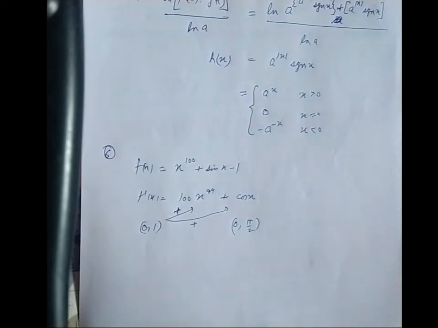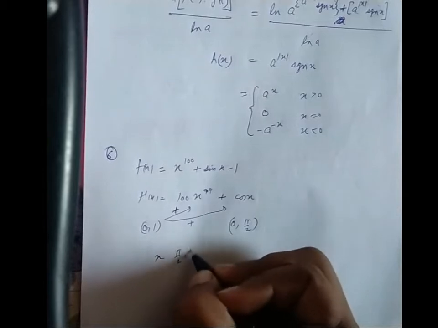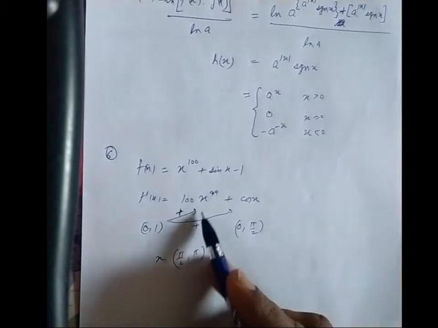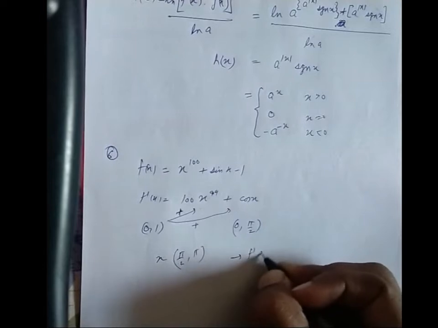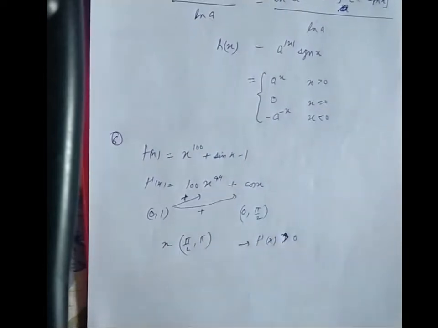Okay, when x belongs to pi by 2 to pi, x power 99 is positive but cos x is negative, but obviously x power 99 would be much greater than cos x, hence f dash x will be positive. So we can deduce where the function is increasing and where the function is decreasing. Moving on to next question, question number 7.